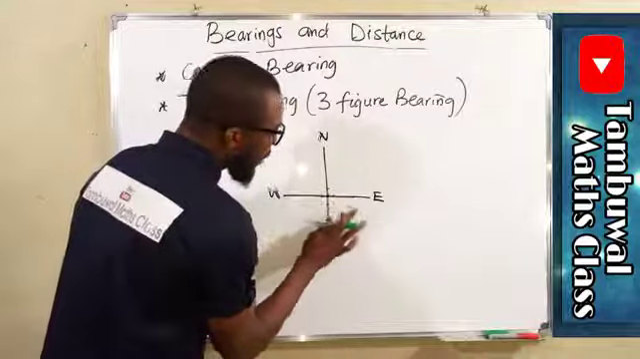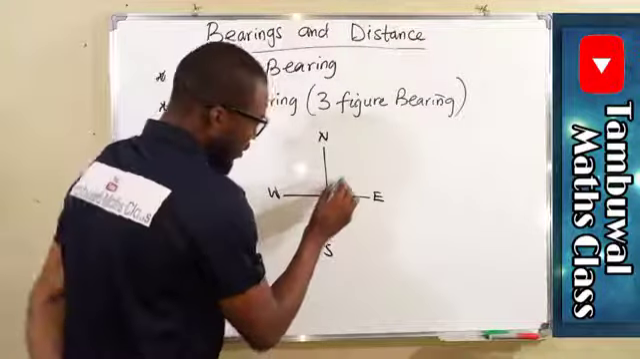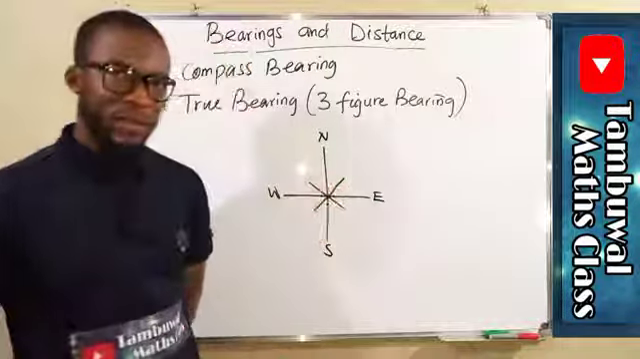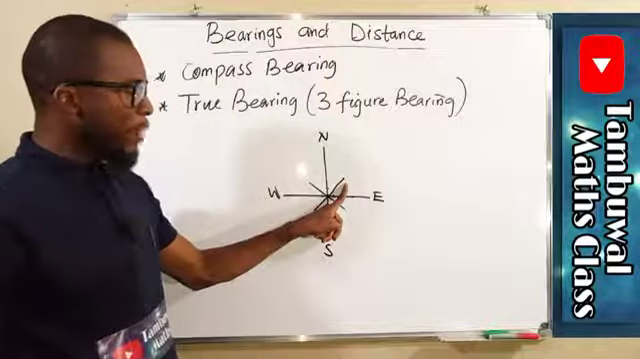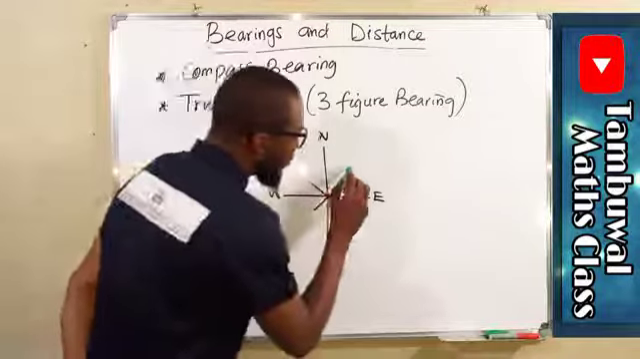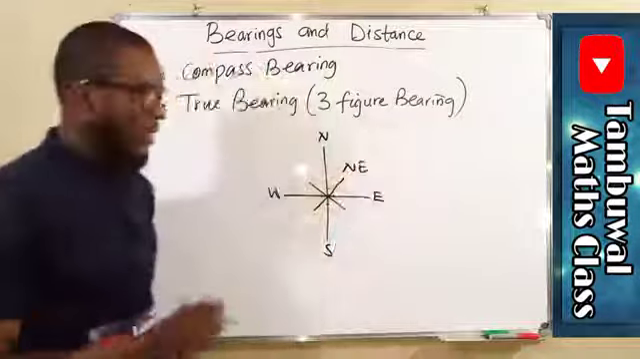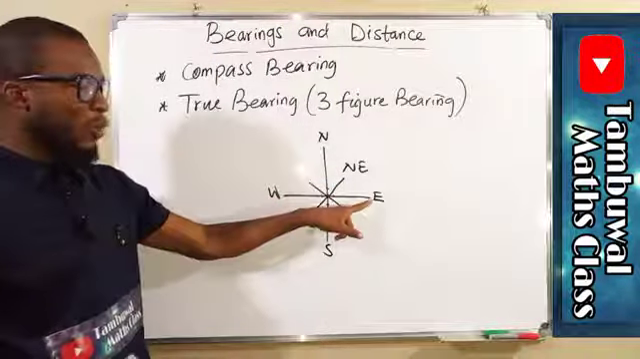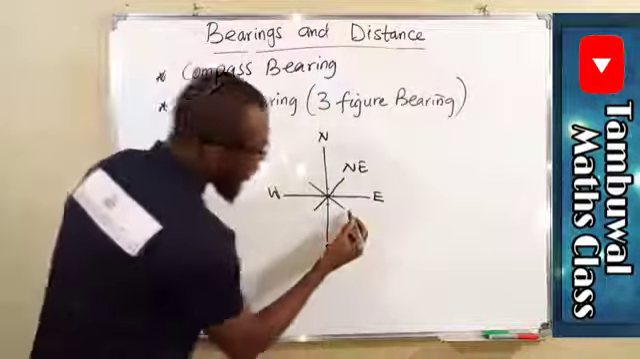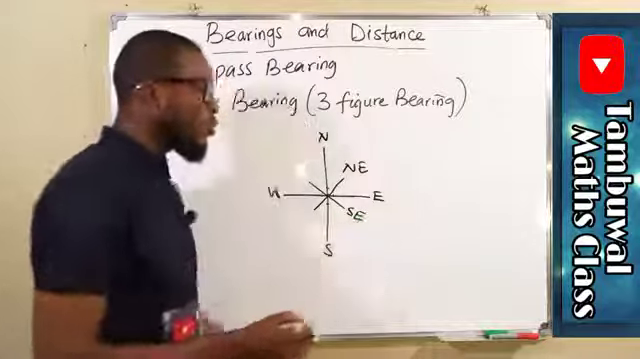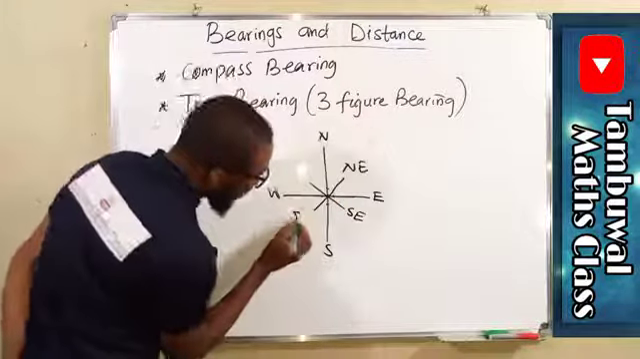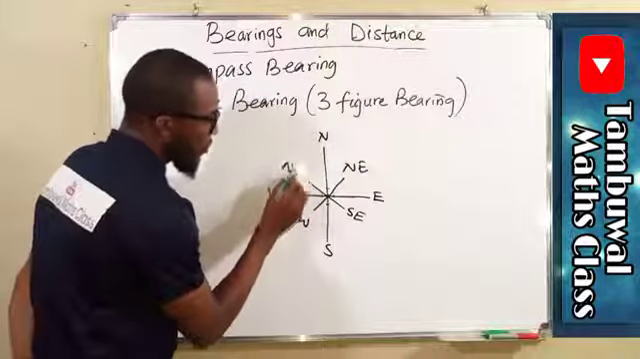In between these four major cardinal points, we may have some points like this. If these are points, to describe these points, we can either measure from the north or from the south. This is northeast. The direction of this point is northeast. We don't say east-north because we measure from the north or from the south. This is southeast. We don't say east-south because we either measure from the south or from the north. This is southwest. This is northwest.